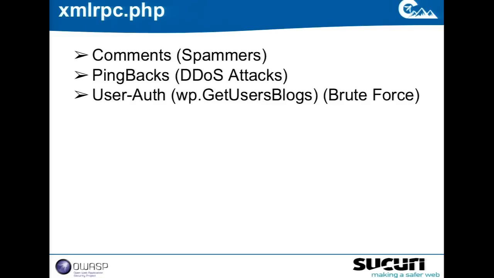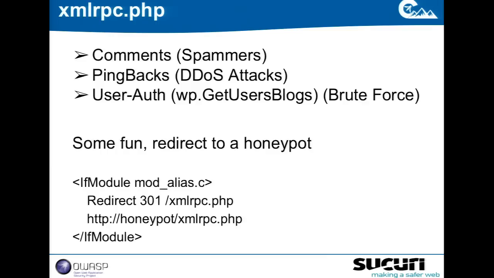We have user auth. Like if you use this get users blogs, you could brute force. And so we are protecting only WP login for brute force. And so we saw that they're brute forcing using the XML file. And so we need to protect that. Or if you want to have some fun, you could maybe redirect to some honeypots and show who is the boss. Like, you wreck my blog, I sniff your packets, right?